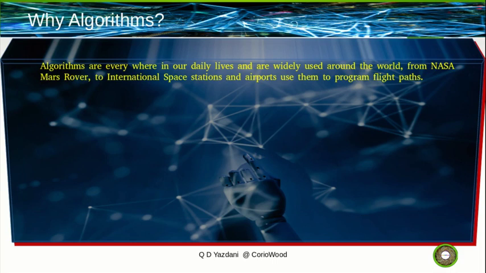So we're going to look at the running time for algorithms. As I said here, algorithms are everywhere in our daily lives and widely used around the world. NASA Mars rovers, and in fact the Chinese Mars rover, they all have algorithms inside. They are stepwise. Which algorithm is fastest? That's the topic, and that's what we're going to discuss with you. The running time of the algorithm. Which algorithm is the fastest?